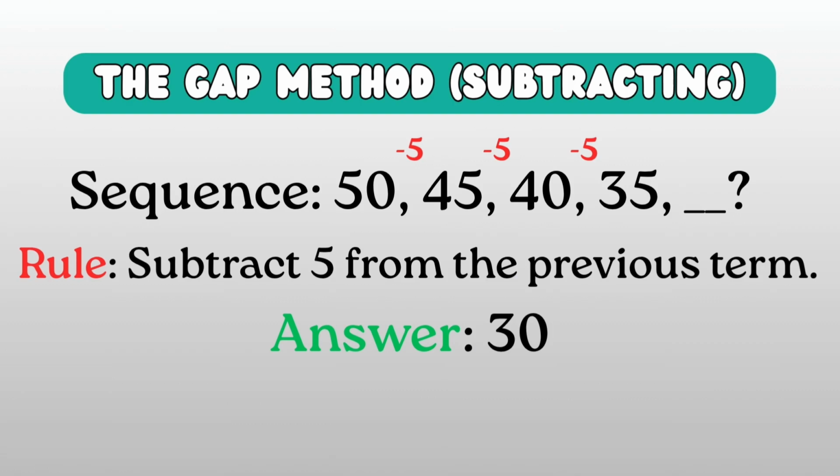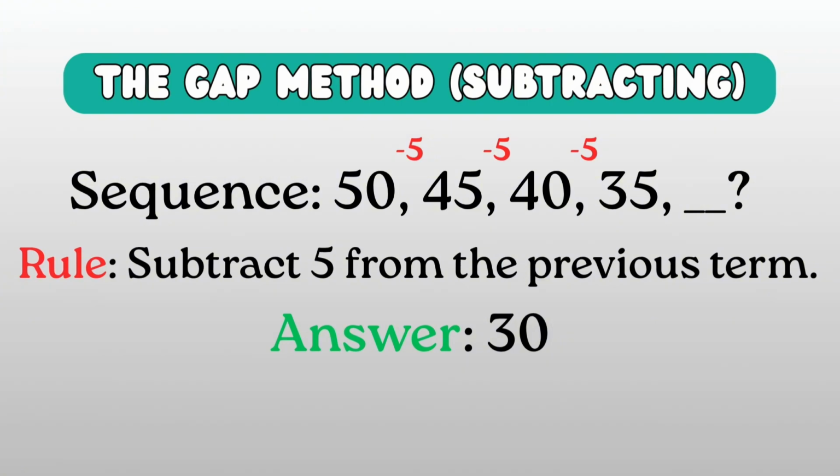Let's check the gap between our first two terms. How do we travel from 50 down to 45? We have to subtract 5. Now, let's test it on the rest of the line to make sure it is a true sequence. What is 45 minus 5? It's 40. And what is 40 minus 5? It's 35. It works every single time. Because our gap is a consistent minus 5, we have found our rule. Simply subtract 5 from the previous term.